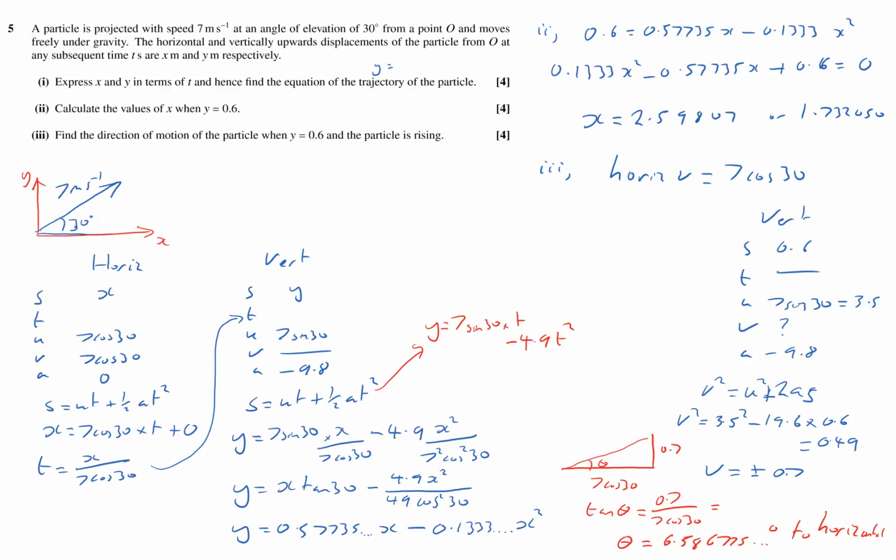And as always, you should round to 3 significant figures. I haven't, so you can check the answers. And that's question 5 done.